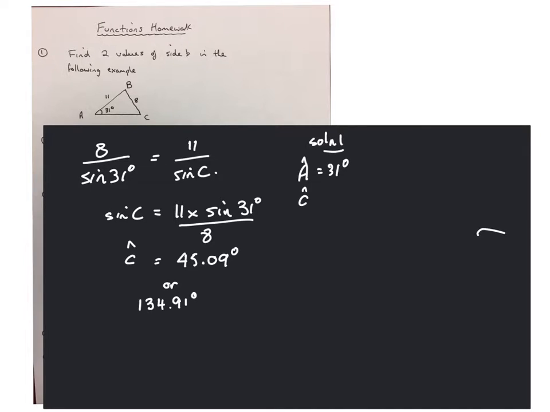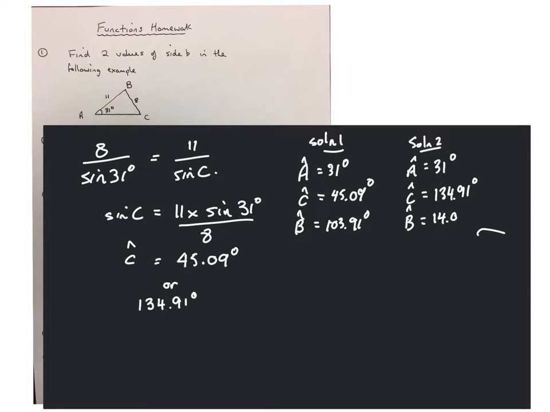And if we look at our two solutions, solution 1 is going to be angle A equals 31 degrees, angle C equals 45.09 degrees, and angle B, that makes 103.91 degrees. Solution 2 would be angle A equals 31 degrees again. Angle C is 134.91. Well, that adds up to 165. So this will be 14.09 degrees.